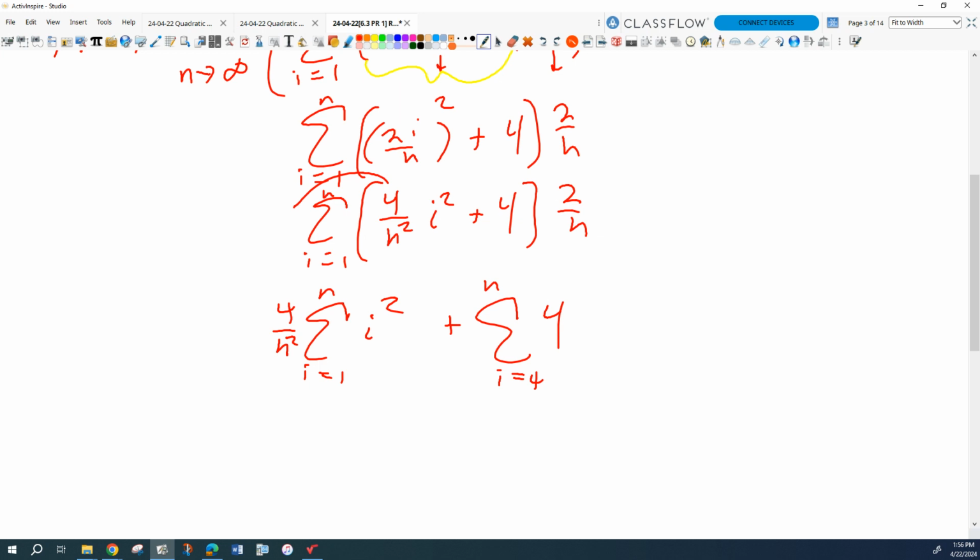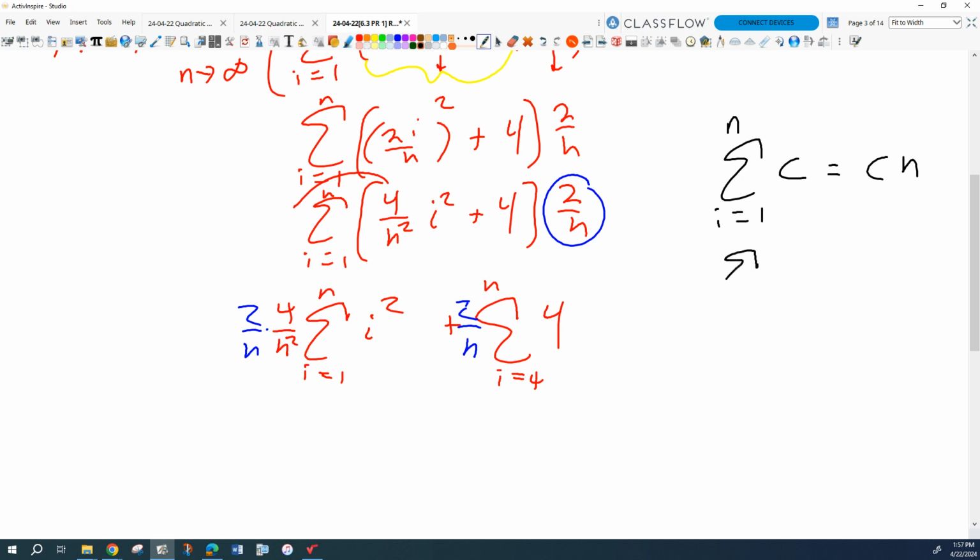Okay, so I'll color code this. So this 2 over n out here is going to get pulled out in the front of each of these also, right? Okay. Now you may or may not remember this, but we've got our sigma, our summation formulas. Can you guys remind me real quick, what's the sum of C as i goes from 1 to n? Cn, yeah, it's Cn.